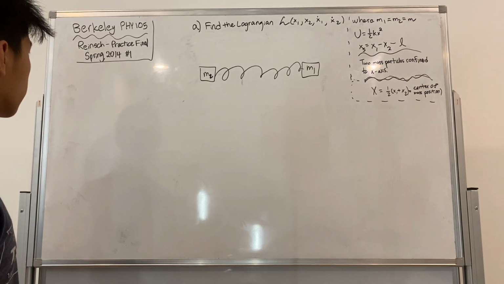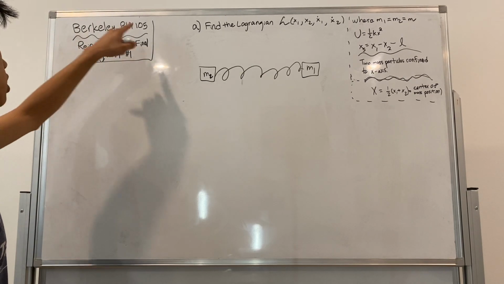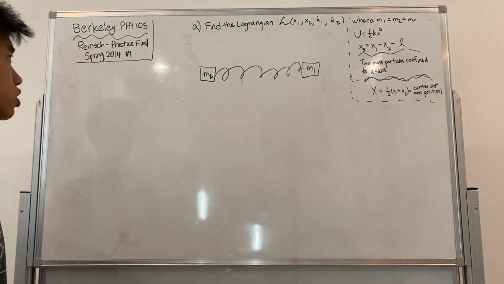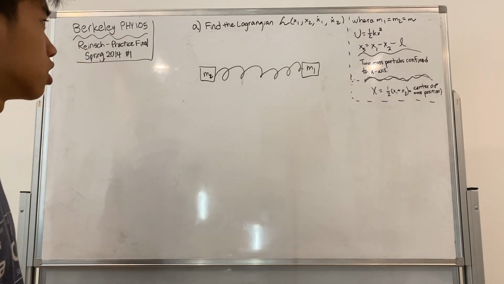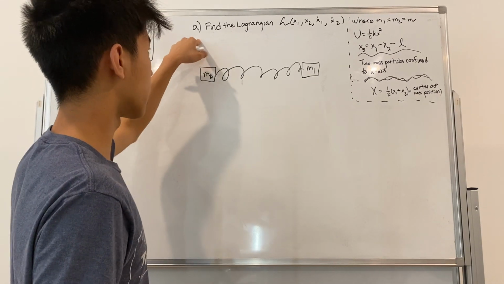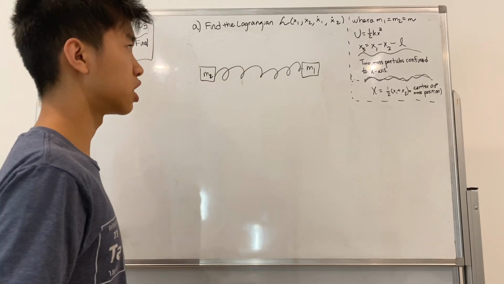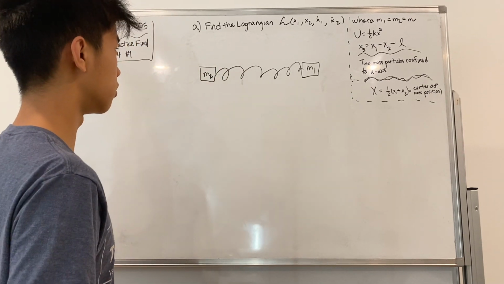Today we'll be covering a practice final exam from Professor Reinsch from Berkeley Physics 105 course, which is classical mechanics. So today we're just going to solve problem 1, and we'll start off with part A. And you should have seen the problem at the beginning. I put an image up there at the beginning of the video.